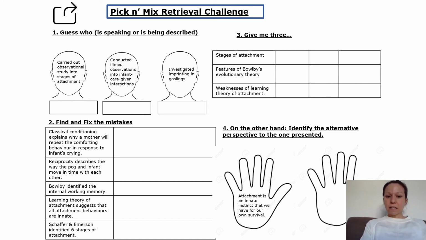And then the last activity, that on the other hand, is making you think about an alternative perspective. So we know when we look at attachment, we've got 2 big theories. One's the alternative to the other. So I'm asking you to think about it from that point of view. Okay, so pause and have a good go. Give yourself 5 minutes for that task.